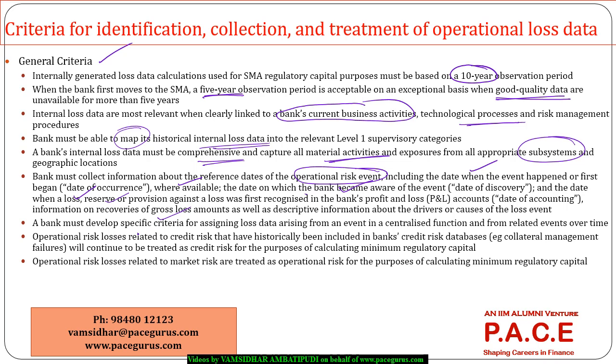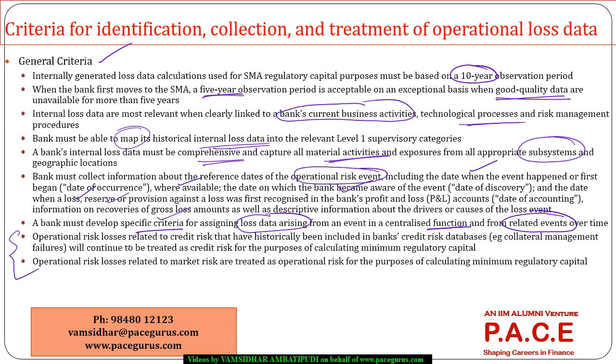And develop specific criteria for assigning the loss data arising from an event. Is it from a centralized function? It could be because of an IT error, or whatever function the error is cropping up from, and any related events over time, all need to be captured accordingly. Now these two are very important bullet points here.